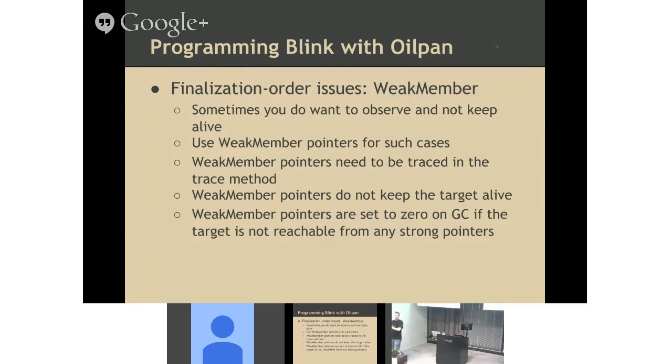Member was the pointer type we had for strong pointers. We have a weak member that's for a pointer that you do not want to actually keep the target alive, but you want to know when the target is gone. So a weak member has the property that it will not keep the target alive. Instead, in the GC round where the target dies, that weak pointer will be set to 0 by the garbage collection system, not by the target object. Okay.